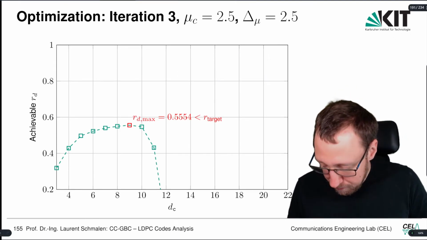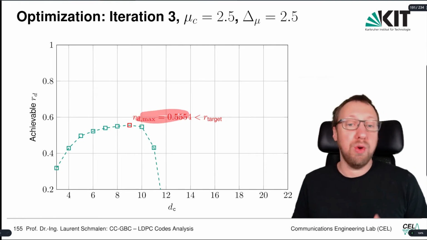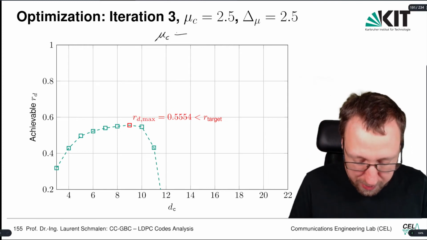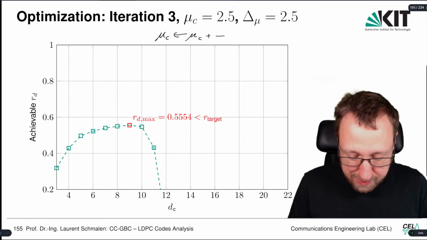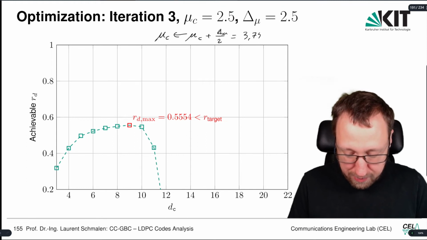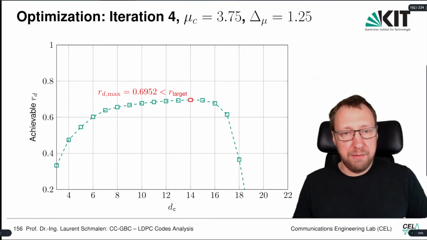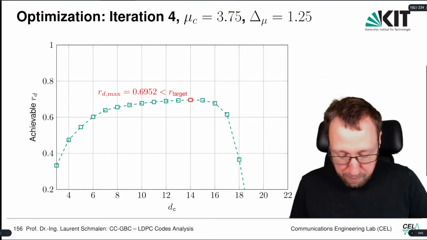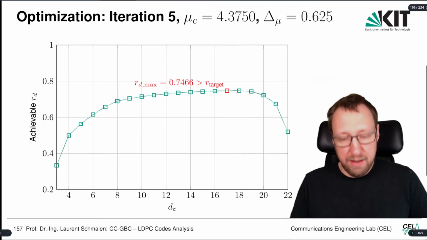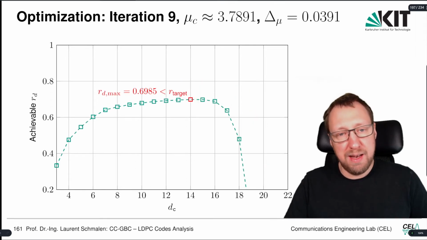Now we find a rate that is smaller than our target rate. So our channel was too bad. So we need to improve our channel. So mu c now becomes mu c plus delta mu divided by 2, which would be 3.75. And with 3.75, we are again below the target rate. So again, we need to increase mu c a little bit. Then we are again above. And by this, we are targeting in on 0.7.